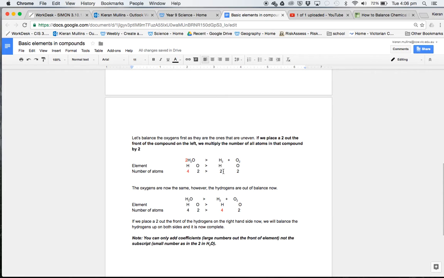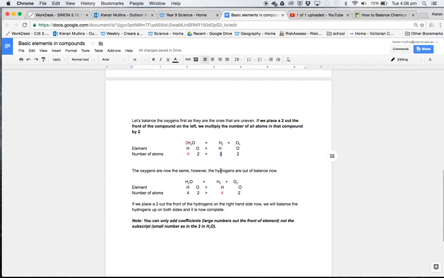But the problem is now my hydrogens are out of balance as well. So now I look at this and I say, well, I need 2 extra hydrogens on this side to make it balanced. So what can I do? Well, first thing I can do is put, how many do I need? Well, I need there to be 4, and I've only got 2. So 2 times what gives me 4, 2 times 2 does.